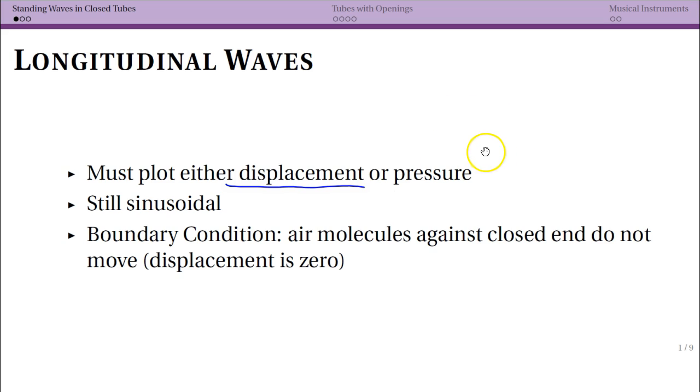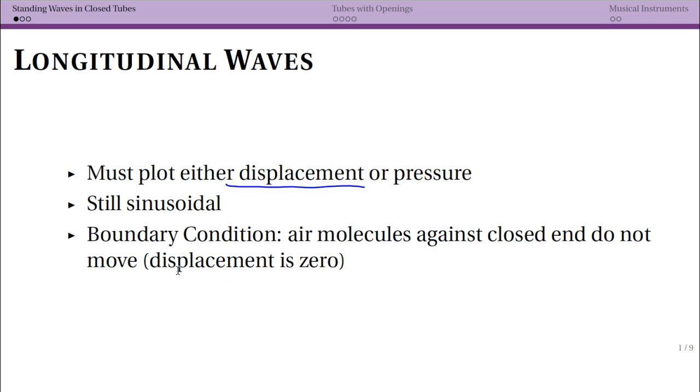We are also going to plot pressure, which is something I've mentioned before, but we haven't actually done yet. Now this is still sinusoidal. Again, we could be dealing with more complicated waves, but as I've said before, complicated sound waves are just sums of many different sinusoidal waves, so we're still going to just work with single sine waves. Our boundary conditions now are a little bit different.